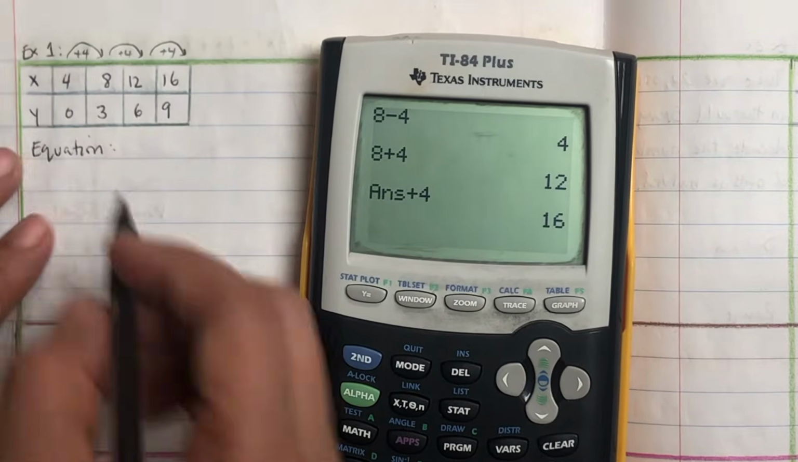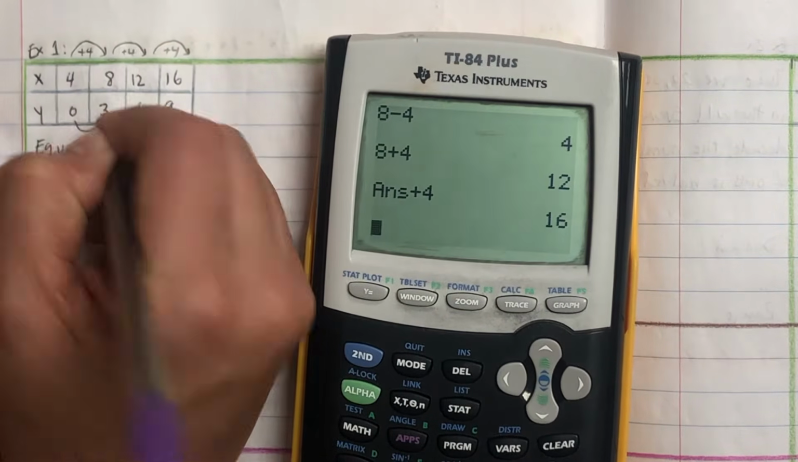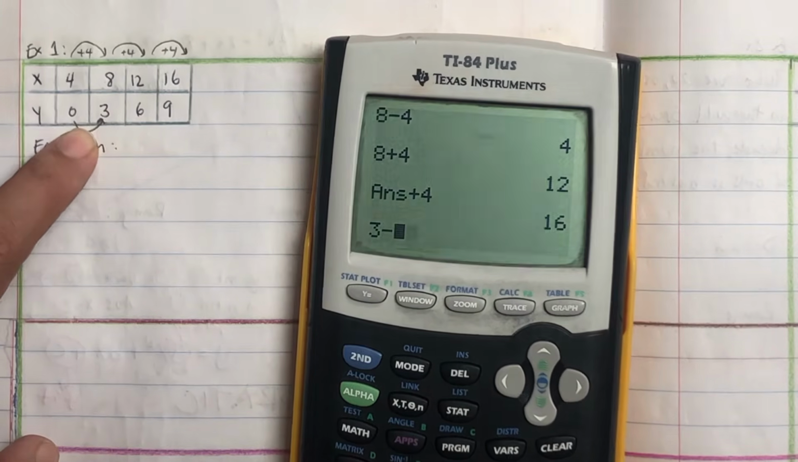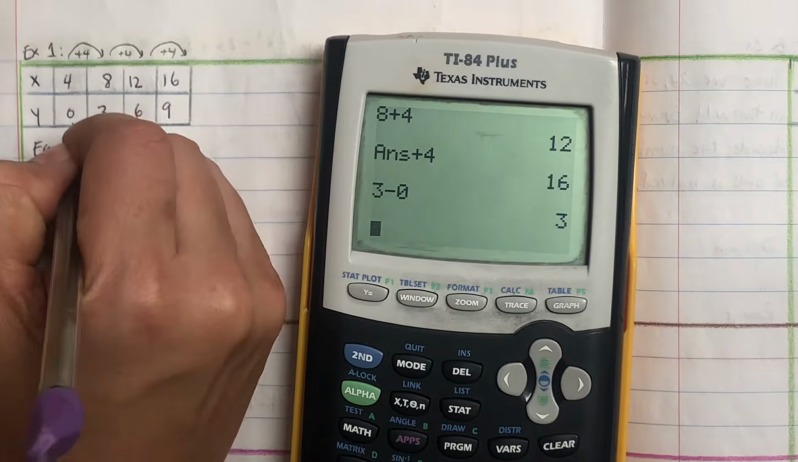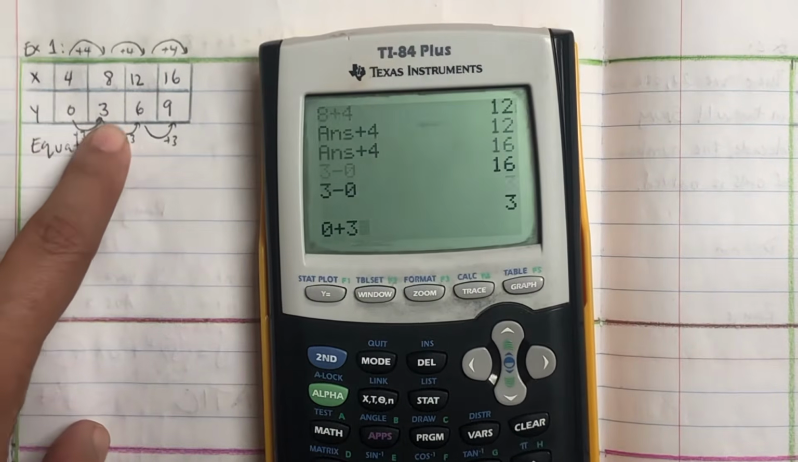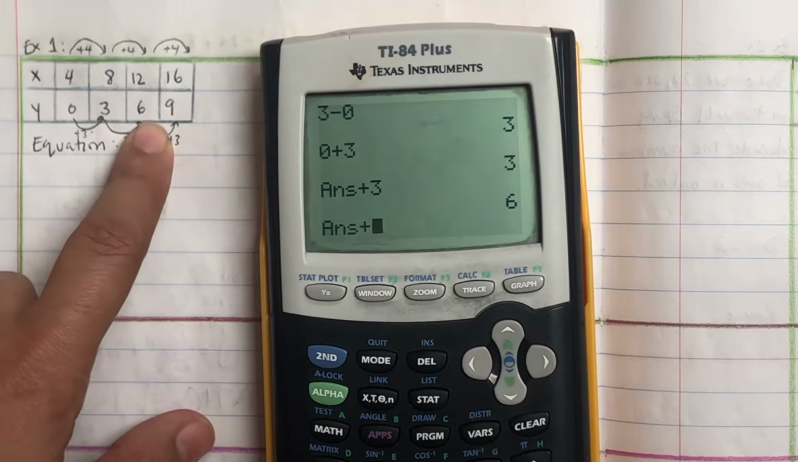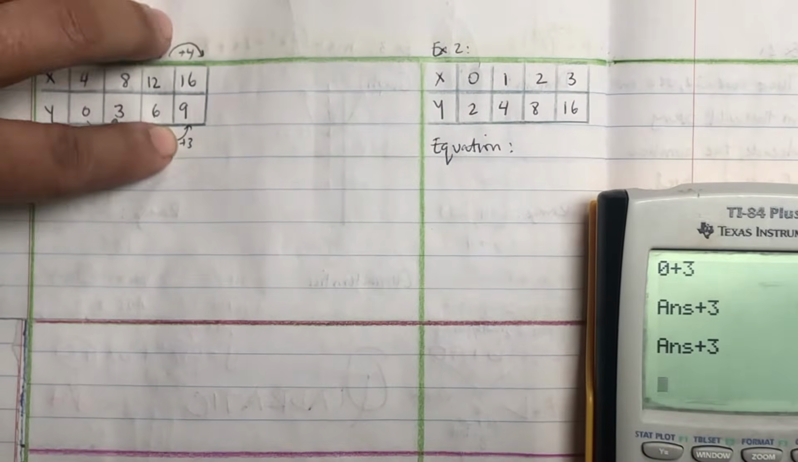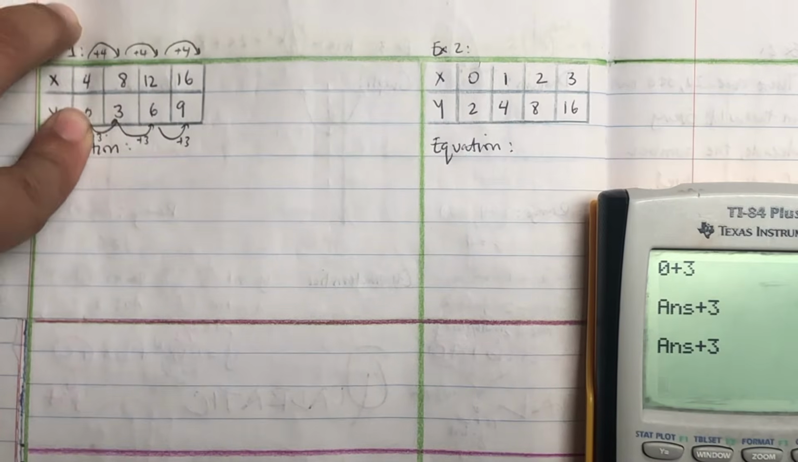Now we're going to do the same thing for y because they both need to be constant. So second number minus the first number, so plus 3. If that's true, so 0 plus 3 is 3, plus 3 is 6, plus 3 is 9. So if the first difference is constant for both, then it is linear.